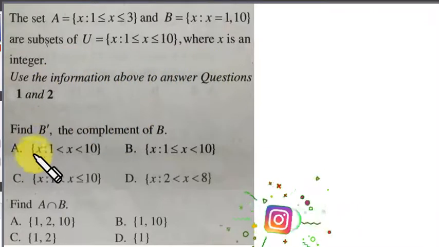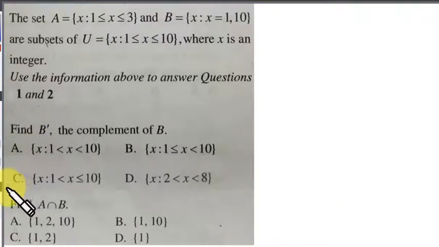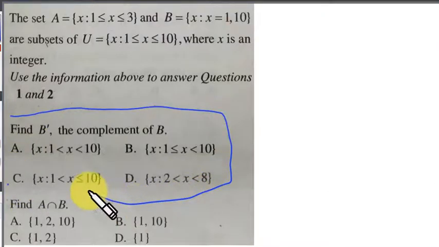So that is the first one that we have to answer. Question 1 starts from here and ends here. It says that we have to find B prime, that is the complement of B. So let us try to put down the sets, and to do that you have to start with the universal set.